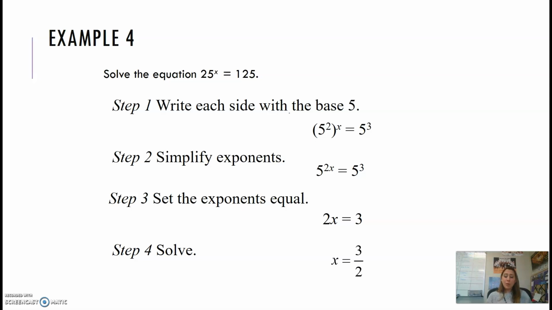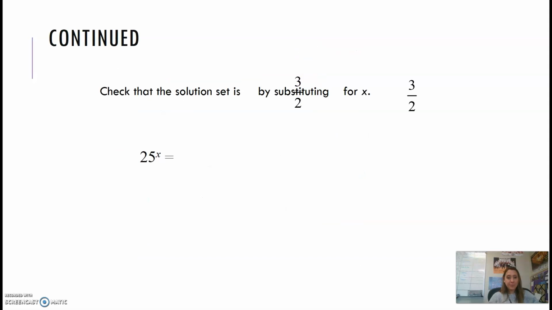And what's really amazing about this is we actually know how to do this. We know that if x is 3 halves, then if I rewrote this, 25 to the 3 halves is equal to 125, then I know how to rewrite that, right? I'm going to write the square root of 25 cubed. Well, the square root of 25 is 5, and 5 cubed is 125. Boom! That is correct. We figured it out.